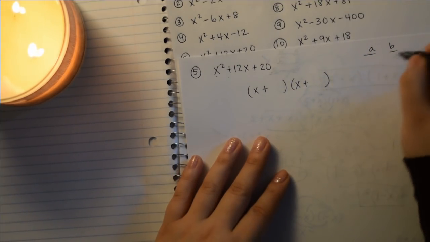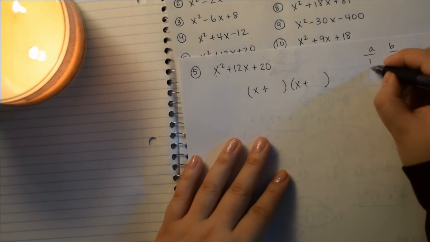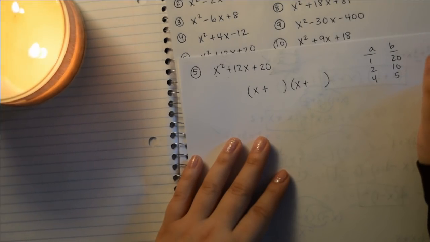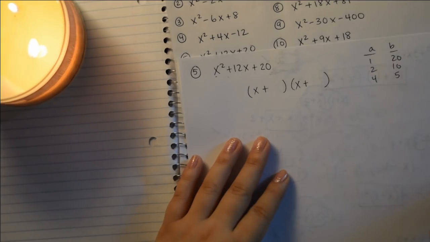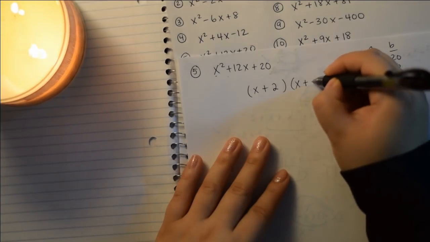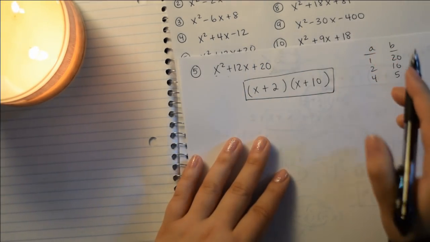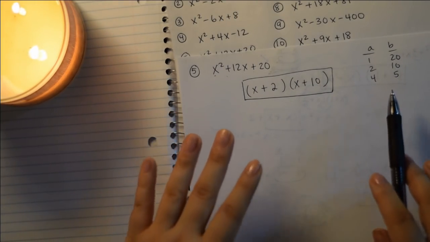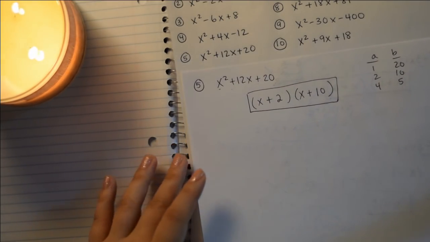So factors of 20 would be 1 and 20, 2 and 10, 4 and 5, and I think that's it, right? So 1 plus 20 is 21, 2 plus 10 is our 12, so that's exactly the one that we want. And of course, as you practice factoring it, you can do that in your head and you won't have to write out every single pair, just from doing so much practice like this.